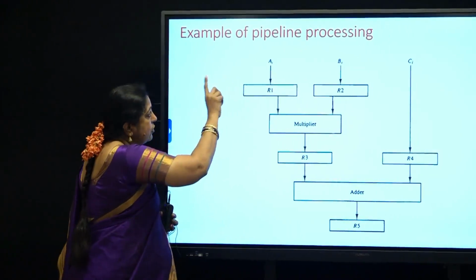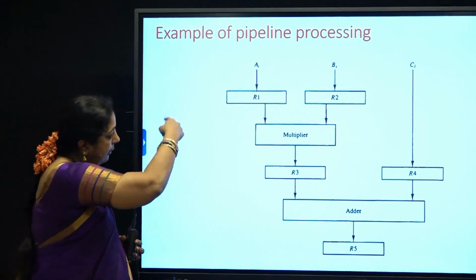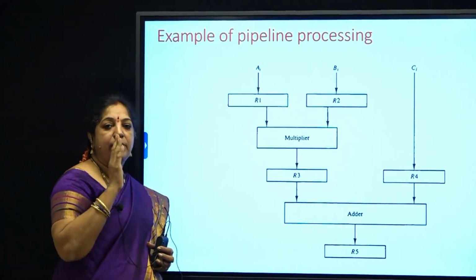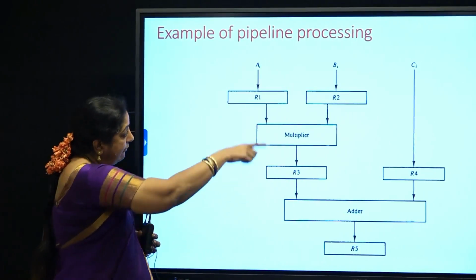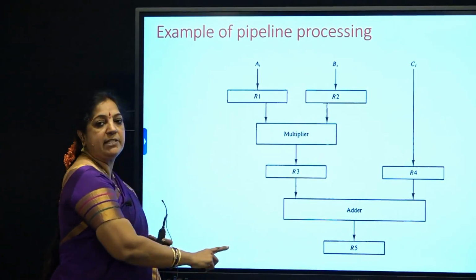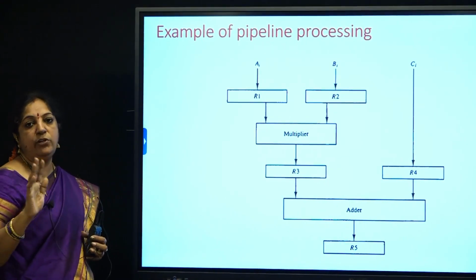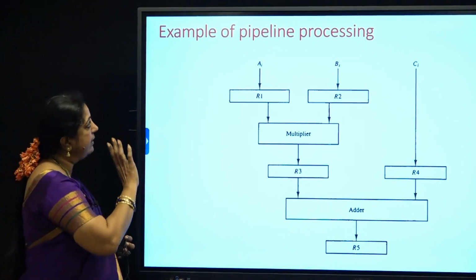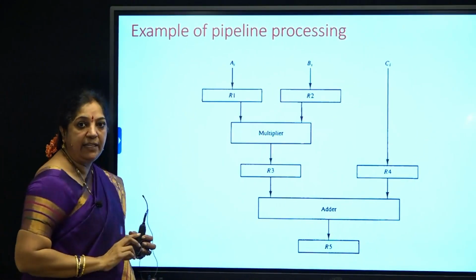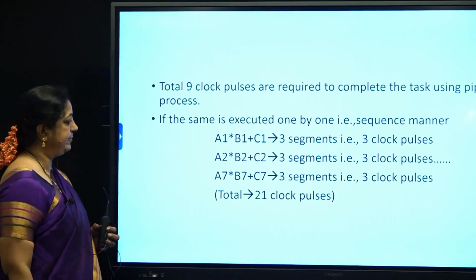So for I equal to 1, the complete cycle is required. For I equal to 2, a complete cycle is required. In that way, for 7 different values, 7 different cycles are required, and for each cycle 3 segments are required. So a total of 21 segments are required if it is done individually. By using parallel processing, by using pipelining, it is completed with only 9 cycles.